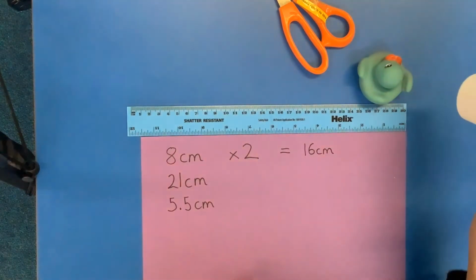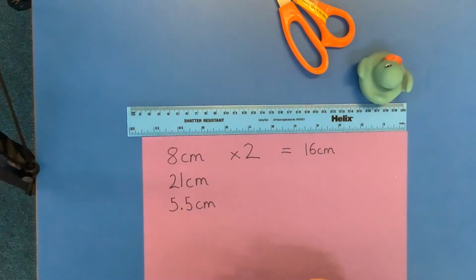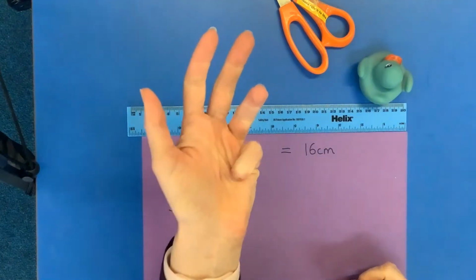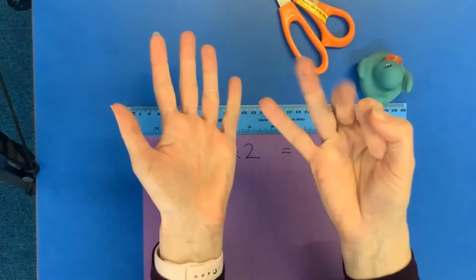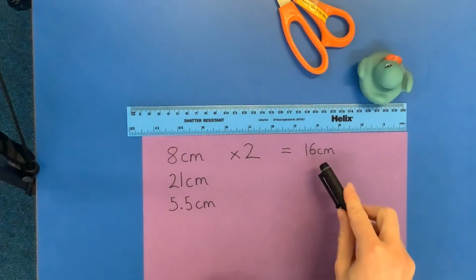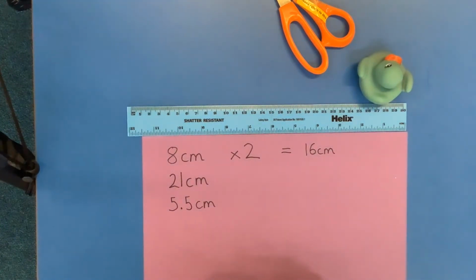Now you won't have things to measure, so you're going to have to use your maths to do this. So you could do 8 times 2, but you're probably better at your 2 times table. So that would be 2, 4, 6, 8, 10, 12, 14, 16. Okay, so 8 times 2 is 16 centimetres. Right, now what about if we double 21?